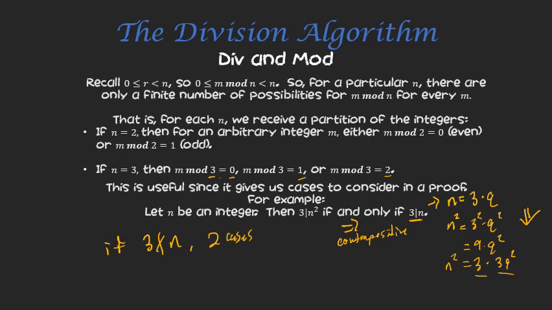Either n equals 3q plus 1, or n equals 3q plus 2. And now we have something tangible to work with. Now we have n, and we can look at n squared and see if that's divisible by 3 or not. Since we're doing a contrapositive, we'll be looking for the statement 3 does not divide n squared. So we'll hope to see some remainder when we square this. All right, let's take a look at the proof.